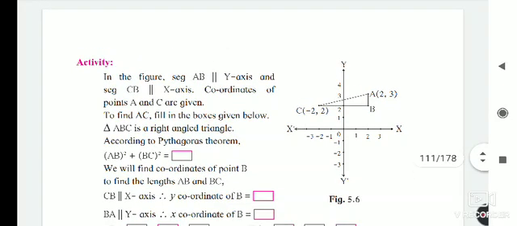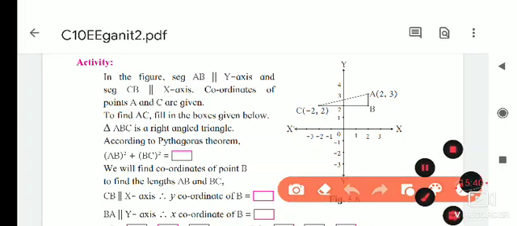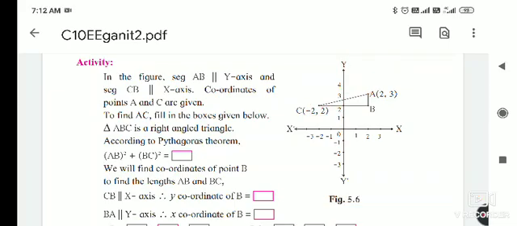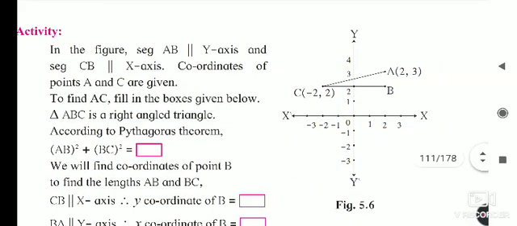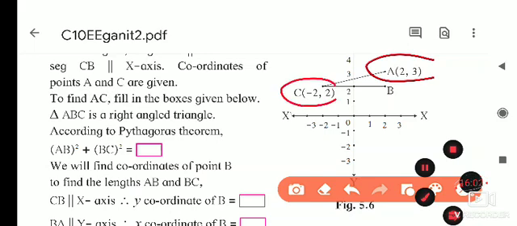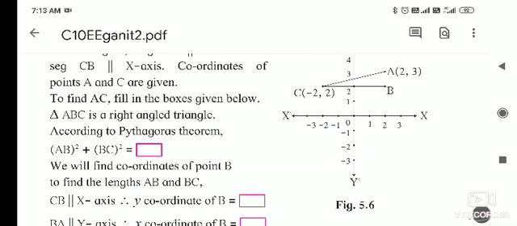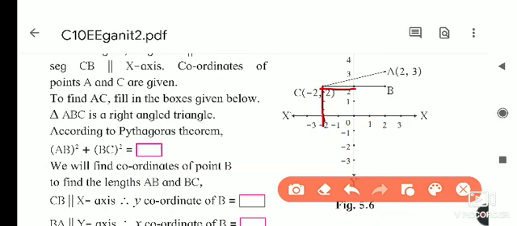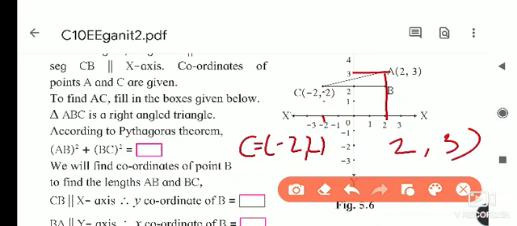Okay. Now one more we will see. If you see here in the figure, AB is parallel to the y-axis, and BC is parallel to the x-axis. The coordinates of point A and point C are given. The coordinates of point A are 2, 3, and C's coordinates are minus 2, 2. If you see how we are finding coordinates, we write the x coordinate first. So if you join this to the axis, the x coordinate is minus 2, and the y coordinate is 2. So C is equal to minus 2, 2. And same like A, its x coordinate is 2 and its y coordinate is 3. So A's coordinates are 2, 3.